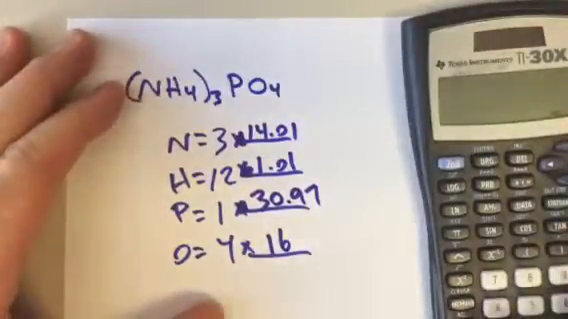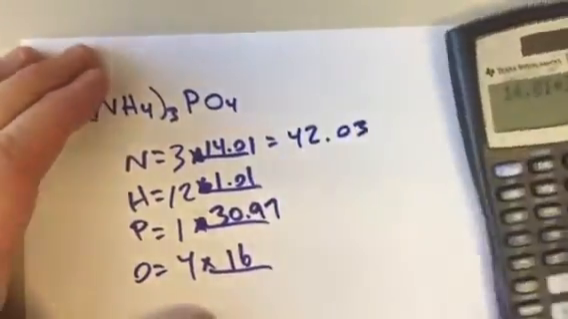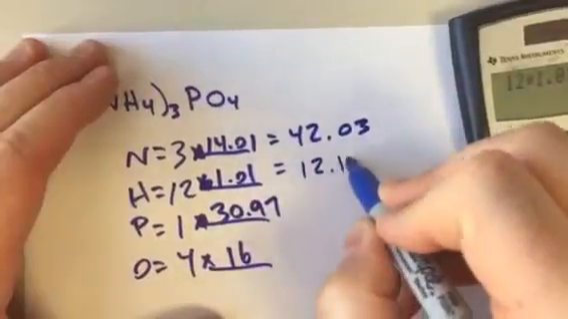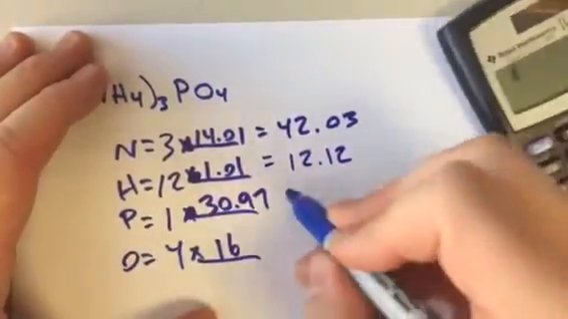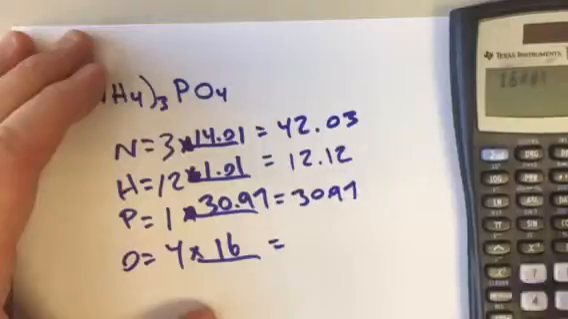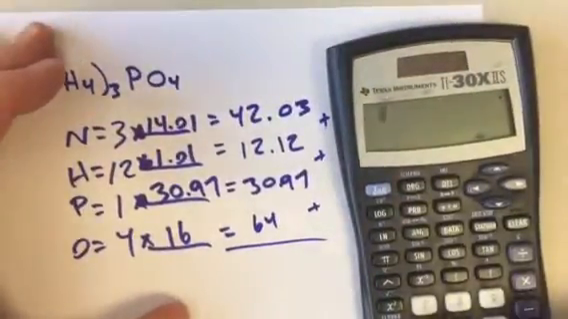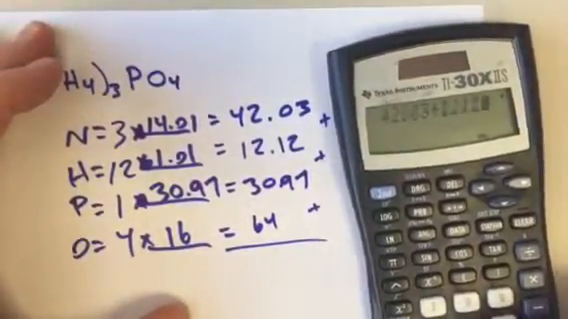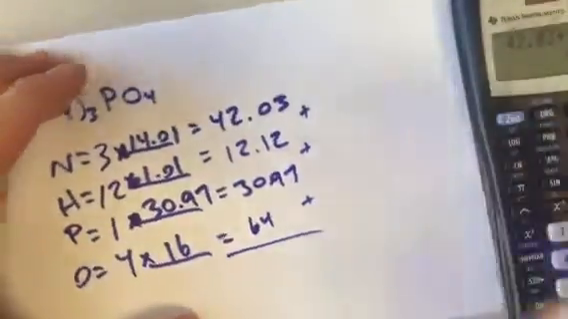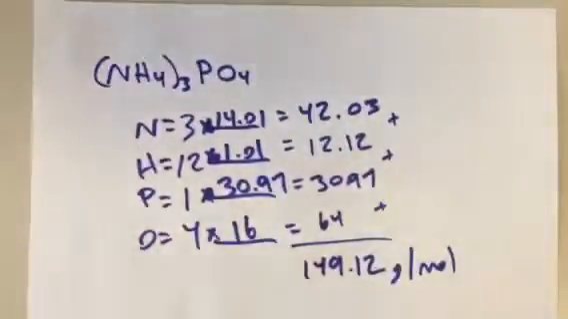So let's go ahead and total these up. That's 14.01 times 3, so that equals 42.03. 12 times 1.01 is 12.12. 30.97 times 1 is the exact same thing. And 16 times 4 equals 64. Add these all together. So that is going to be 42.03 plus 12.12 plus 30.97 plus 64. I get 149.12. And the unit, grams per mole. That is all you do.